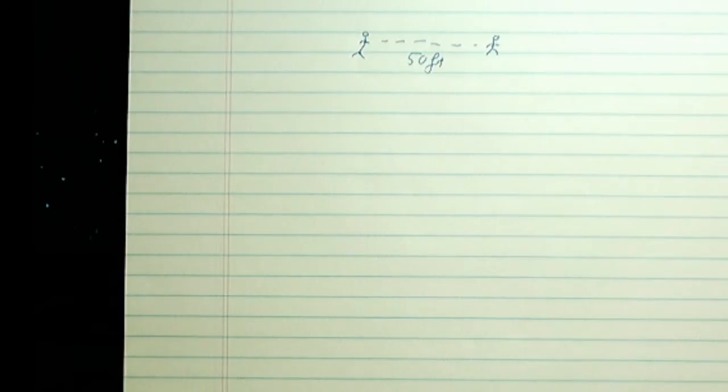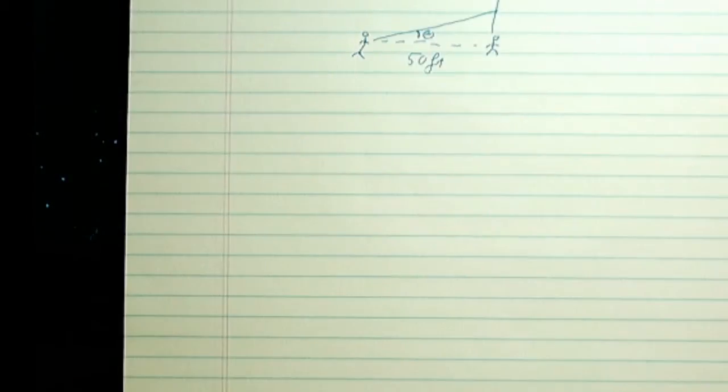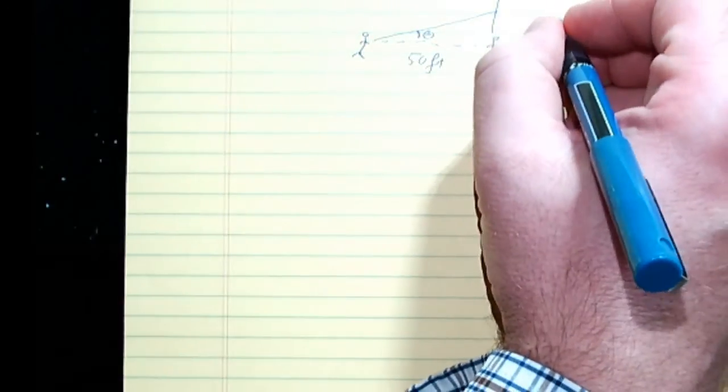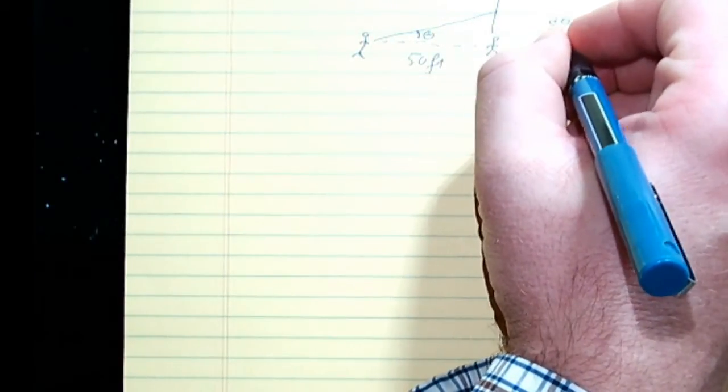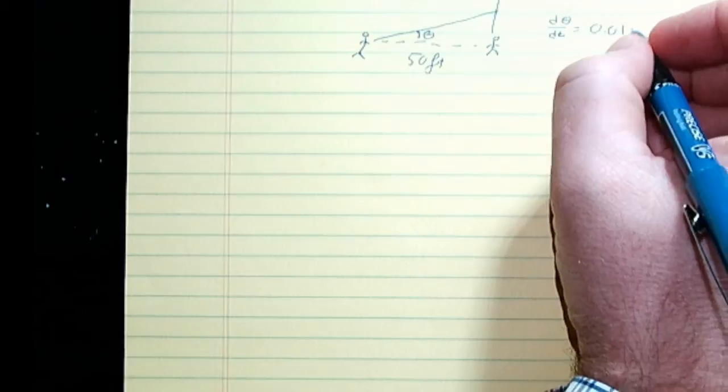Then one person starts walking north at a rate such that this angle theta, the angle shown here, is increasing at a constant rate of 0.01 radians per minute. So we're told d theta dt is 0.01 radians per minute.